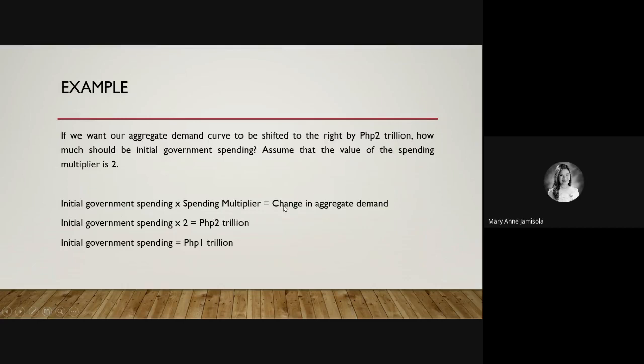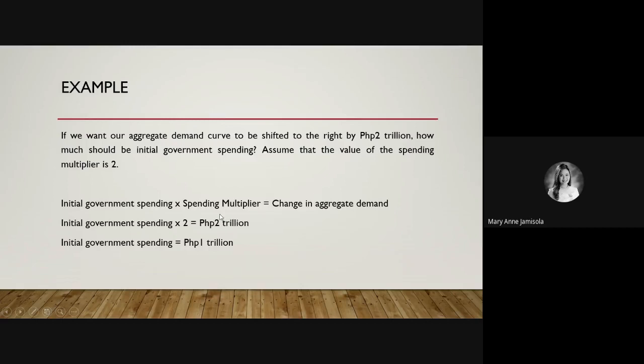So in here, we want to shift our aggregate demand curve to the right by 2 trillion. What does it mean when we want to change our demand curve to the right? Will it entail an increase or decrease in demand? Answer is increase. So this one will be 2 trillion kay mao ni atong ganahan i-achieve. And then as given, the spending multiplier is 2. So we can then compute for the initial government spending. So the initial government spending required is 1 trillion to achieve the change in aggregate demand of 2 trillion.